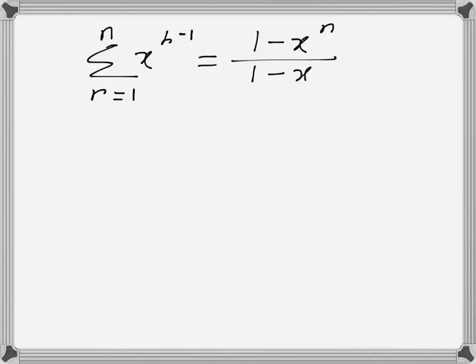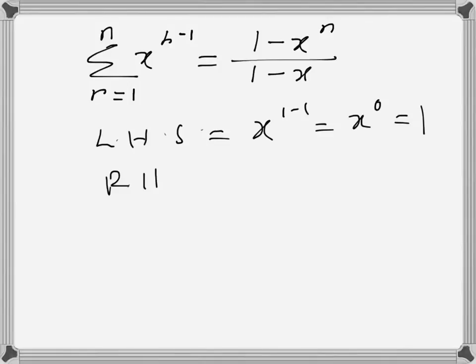I want to prove this identity using mathematical induction. So first, the first natural number is when n is equal to 1. When that happens, the left hand side is x to the power 1 minus 1, which is x to the power 0, that's 1.